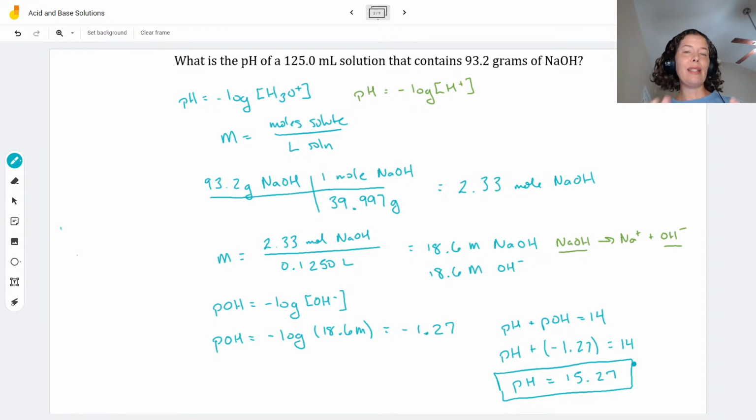Now, that should make logical sense to you if you're comfortable with the pH scale. This is a base. Bases have pHs that are greater than 7. So this definitely has a pH that's greater than 7. It's also a strong base that is also very concentrated. So having a number that's greater than 14 is also a good sign. That is something we would expect from a concentrated and a strong base. So that is the answer to our first question.